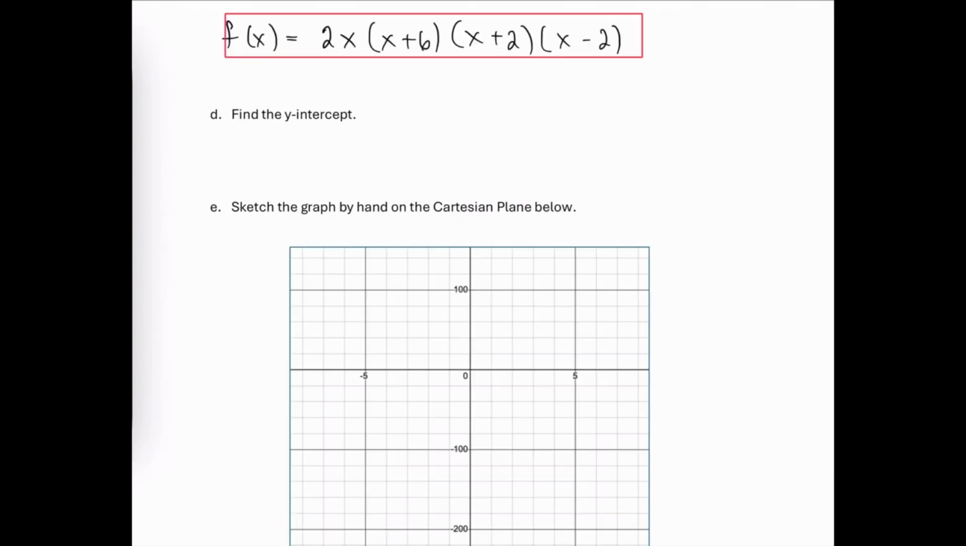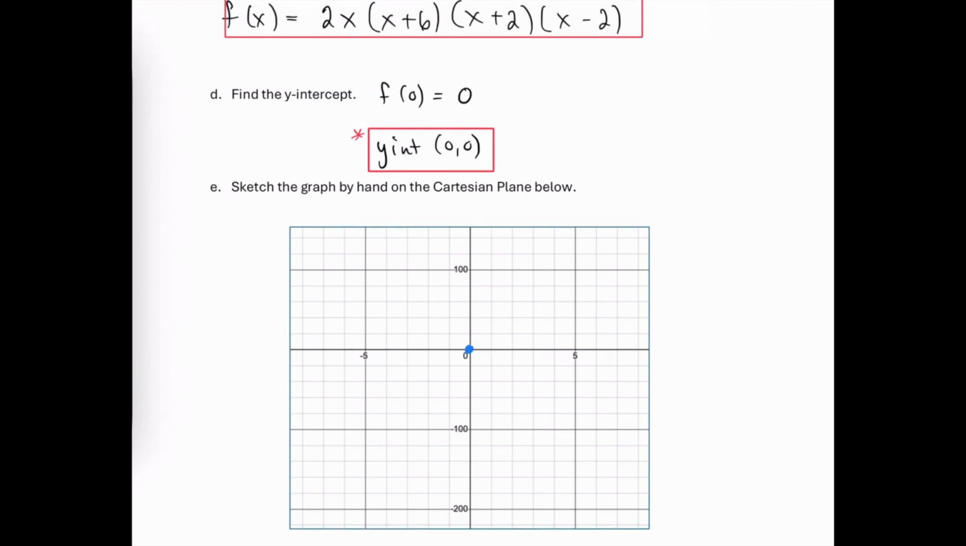And now it's time to find the y-intercept. The y-intercept is determined by plugging 0 in for x, and as we saw a moment ago, when we plug 0 in for x, it zeroes out this factor and therefore the whole product. So the y-intercept for this graph is the origin 0, 0, and now it's time to sketch our graph.